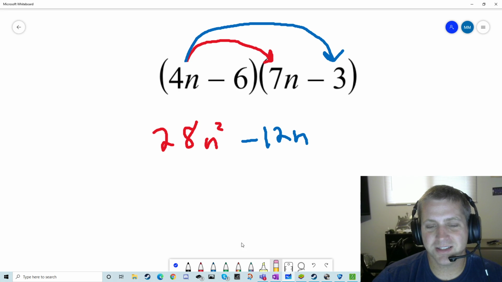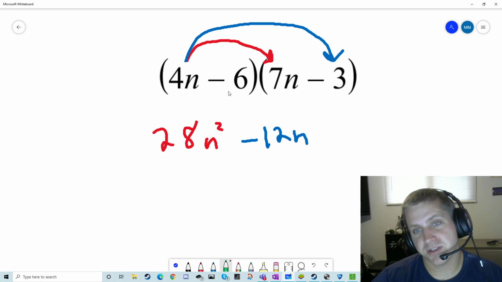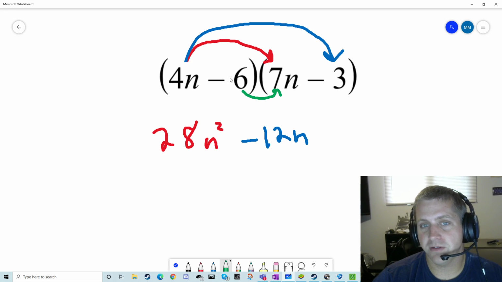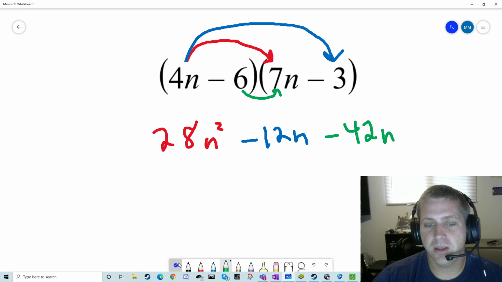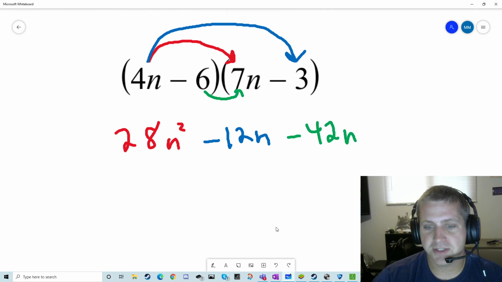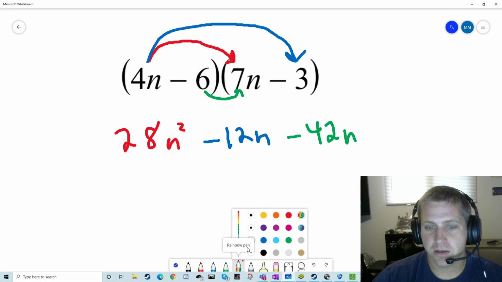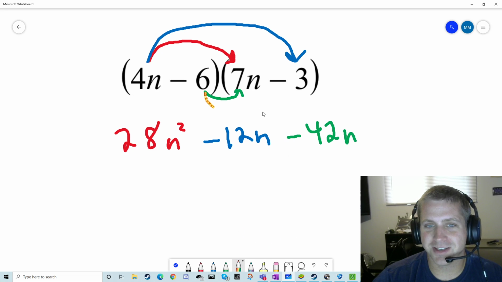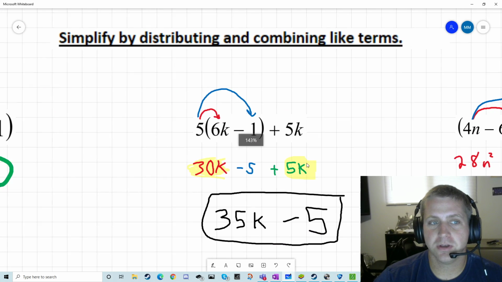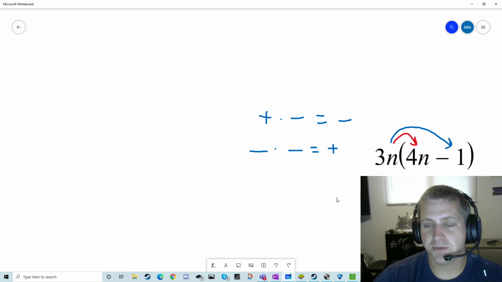But the 6 still has to get distributed in, because I have this whole thing I have to send, not just one thing. So 6 times 7, then it's a negative times positive, so it's a negative. There's 1 n hanging out. And then I have this last one. I can use rainbow pen for the last one because I'm out of colors. So negative 6 times negative 3. 2 negatives make a positive when you're multiplying. It's a crazy looking pen. And I'll just refer back to up here. Two negatives make a positive.